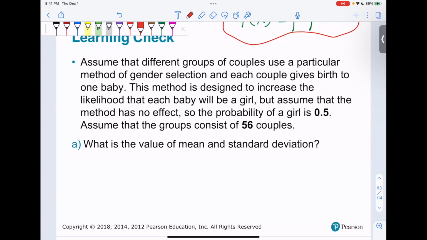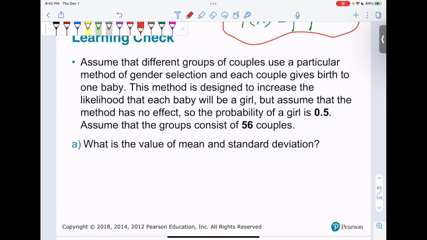Assume that different groups of couples use a particular method of gender selection and each couple gives birth to one baby. So for each experiment, we have one baby, okay? Or each time we have one baby. The method is designed to increase the likelihood that each baby will be a girl. But assume that the method has no effect. So the probability of a girl will be 0.5. Assume that the group consists of 56 couples.